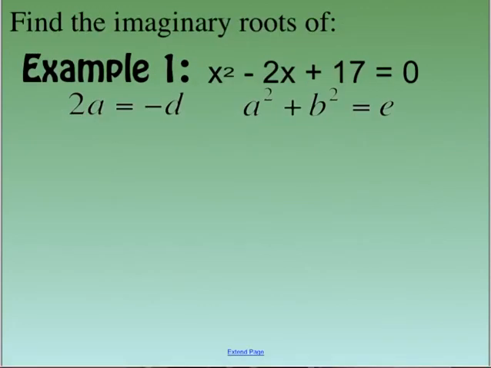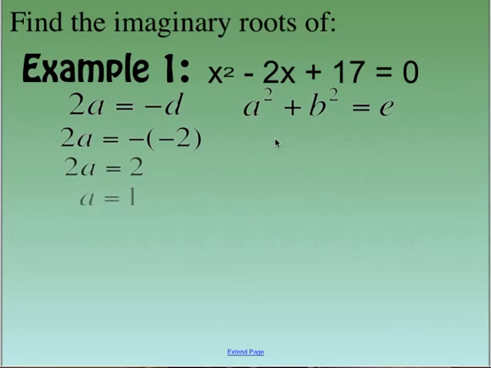So let's do example 1. I want you to find the imaginary roots, not using your calculator, not using the quadratic formula, just using the little shortcut. So 2a is the opposite of d. Well, the opposite of d right here is negative 2. So 2a is the opposite of d. That's going to mean that 2a equals 2. And so then a, the a part of my complex root, is just going to be 1.